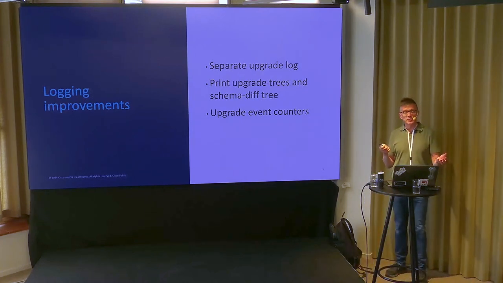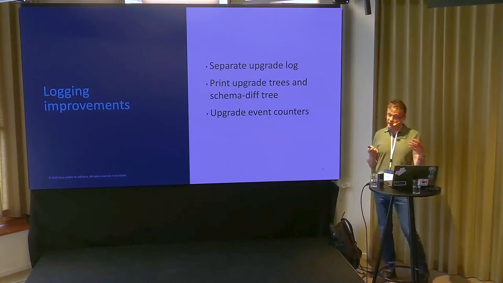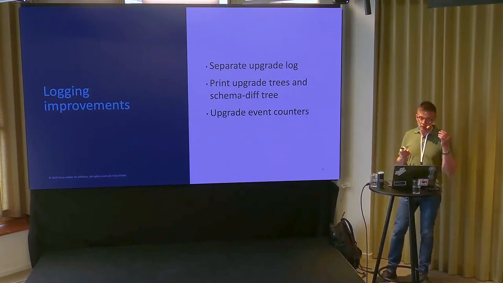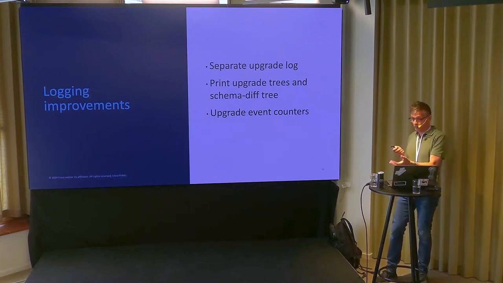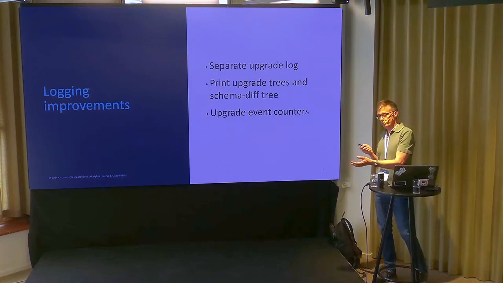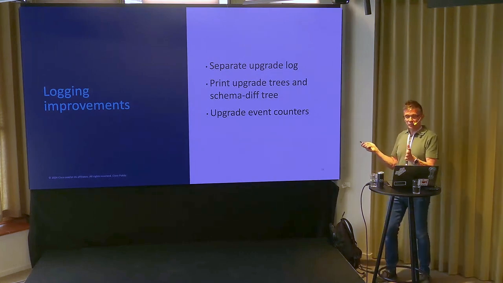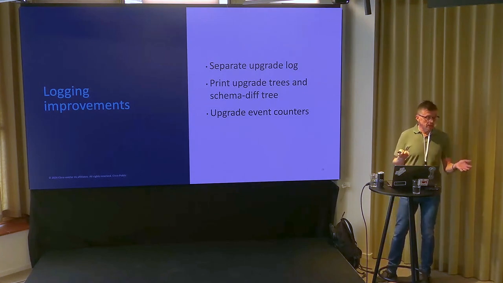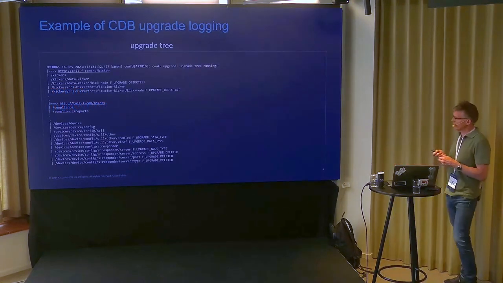Internally, CDB maintains a set of counters, one for each type of upgrade work. And every time a configuration node has work performed on it, we increment this counter. And at the very end, we just print all the counters, which also serves as a summary or a digest of an upgrade. Here you can see the upgrade tree.